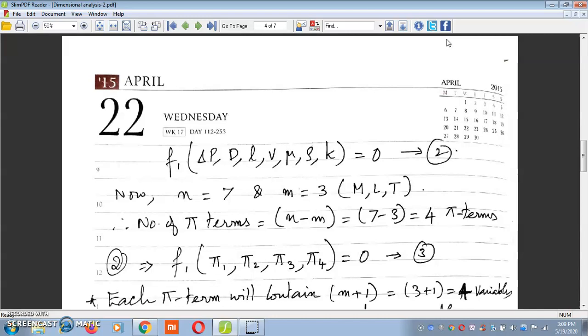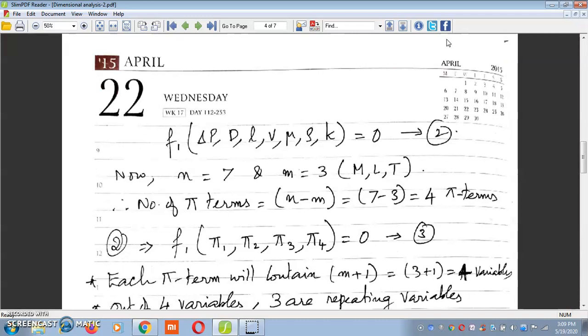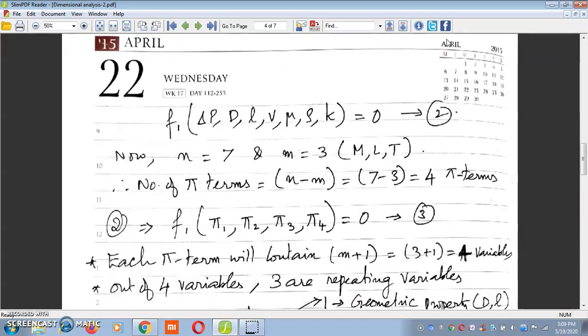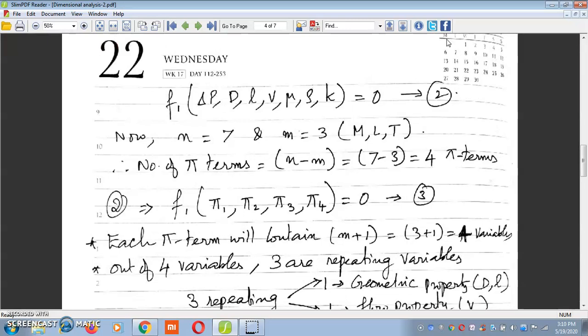Now I need to find out the number of pi terms for this problem. Here I count the number of variables. So n is equal to 7, and the number of fundamental quantities I am going to use in the problem is m equal to 3. Therefore the number of pi terms, n minus m, is equal to 7 minus 3, which is equal to 4 pi terms. Now ultimately I write function f1 of pi 1, pi 2, pi 3, pi 4 is equal to 0.